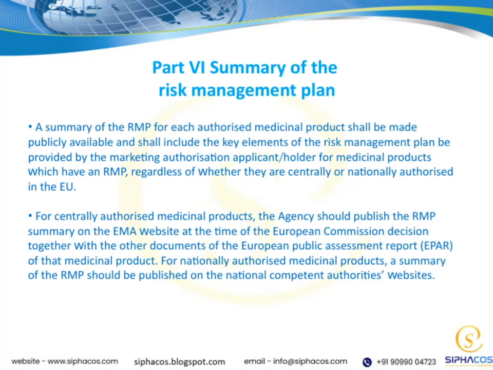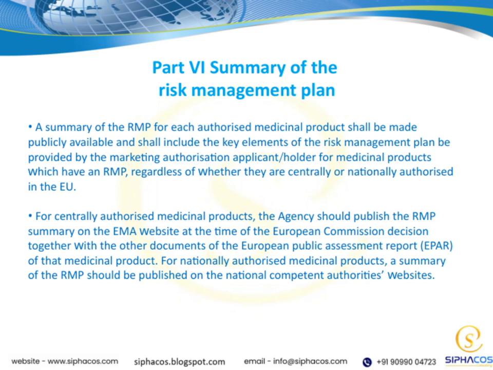On this slide, we see a summary of the key points regarding the public availability of the Risk Management Plan, or RMP, for each authorized medicinal product. Essentially, the main idea is that the RMP, which outlines how risks associated with a medicine are managed, should be accessible to the public. This includes the key elements of the plan, and it must be provided by the marketing authorization holder or applicant for any medicinal product with an RMP. Importantly, this requirement applies regardless of whether the product is authorized centrally through the EMA or nationally within the EU.